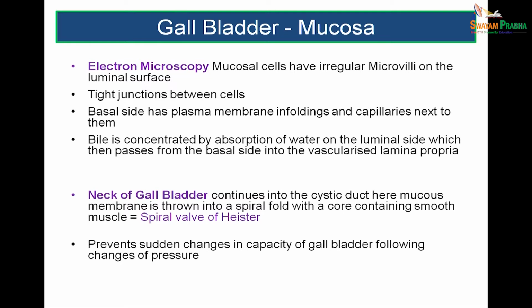The neck of the gallbladder is a special mention because this neck has a special valve called the spiral valve of Heister. This valve is a mucosal fold, spirally shaped, and the core contains smooth muscle fibers. This valve will prevent sudden changes in the capacity of the gallbladder due to changes in pressure.